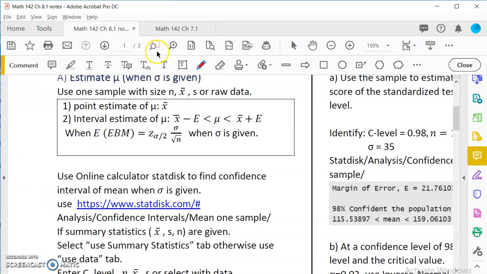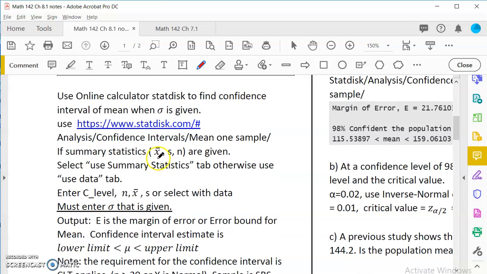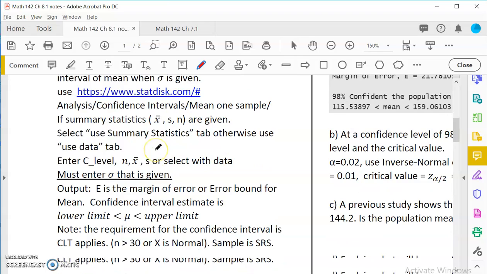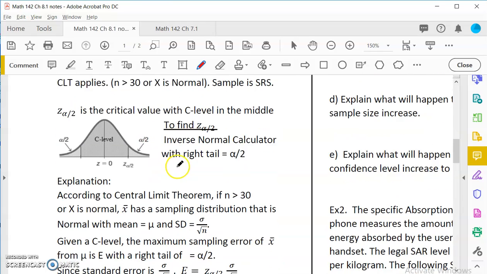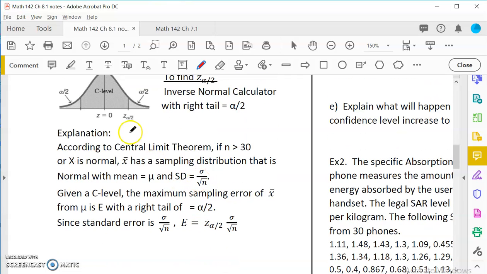So when I do the example, you see how it works. Basically, you use one sample. It could be the data, it could be a summary statistic to calculate it. This explains how. That's not enough space here. This is how we talk about why we have that formula: because the central limit theorem says x bar has a sampling distribution. So this is the discussion that we talked about.